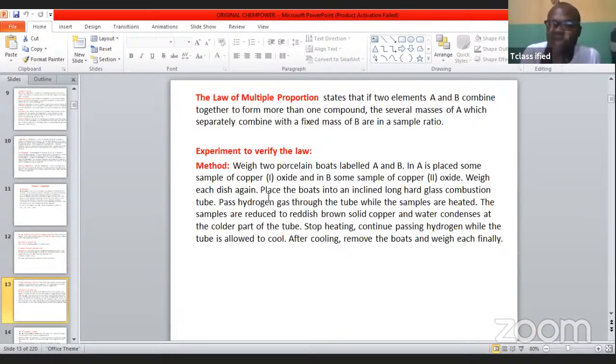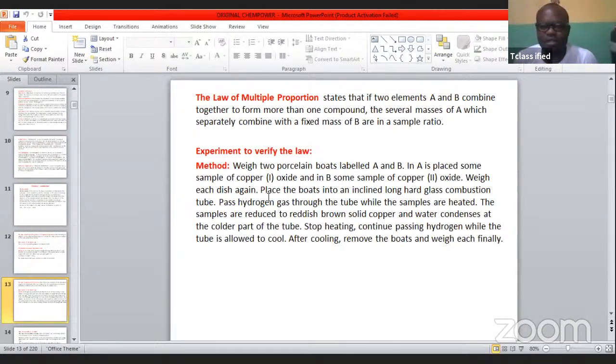So let's say AB is combining in the ratio 1:1, AB2 in the ratio 1:2, and AB3 in the ratio 1:3. AB1000 is not possible. So those ratios have to be in simple ratio. It's very possible that two different elements will combine together, but they will not form just one compound. They can form different compounds depending on the condition of the reaction.